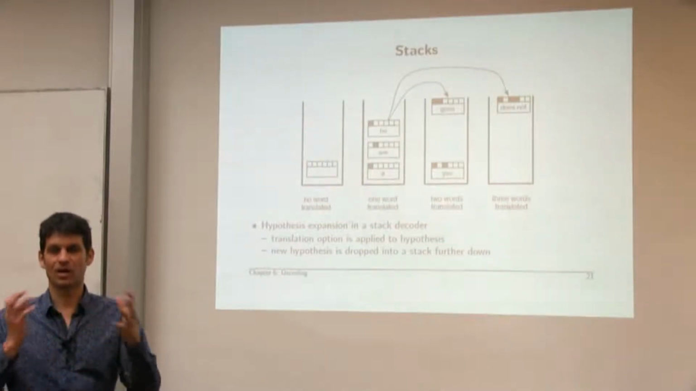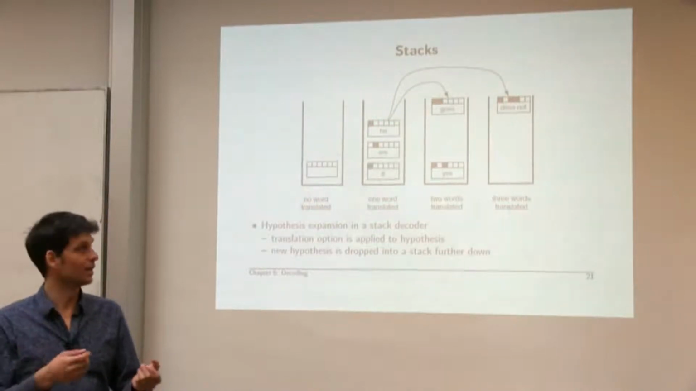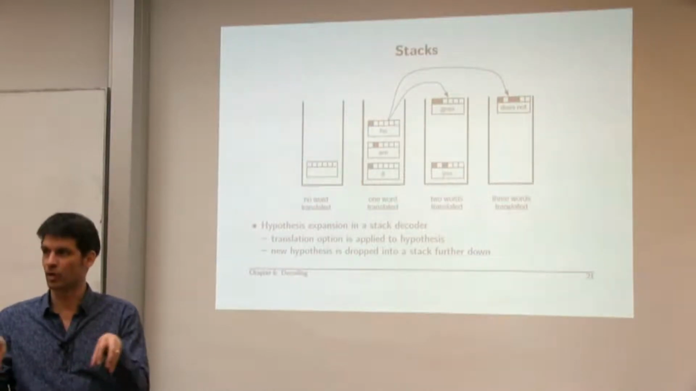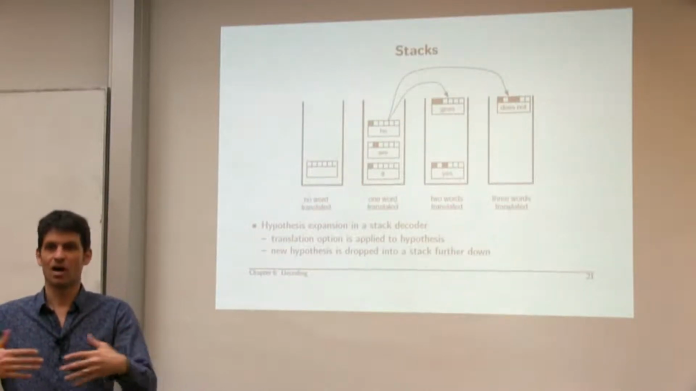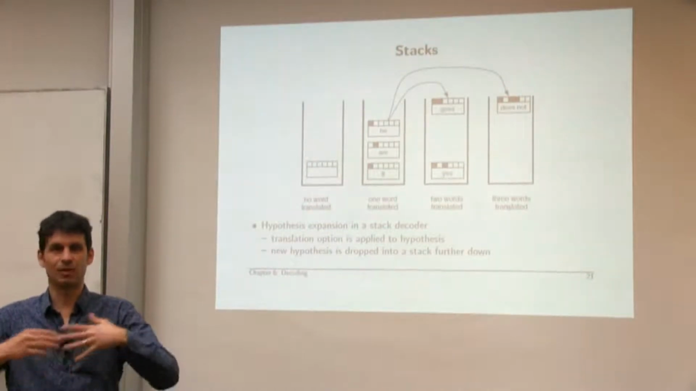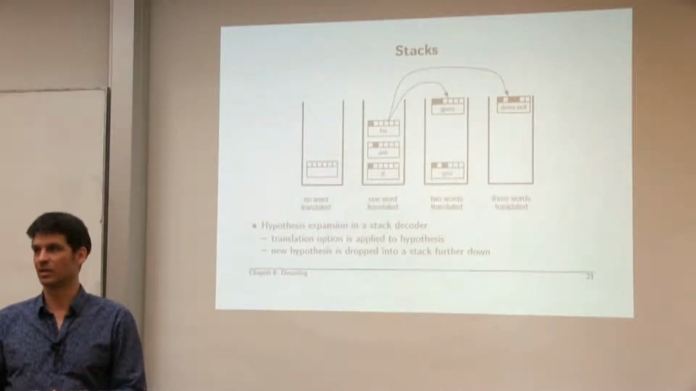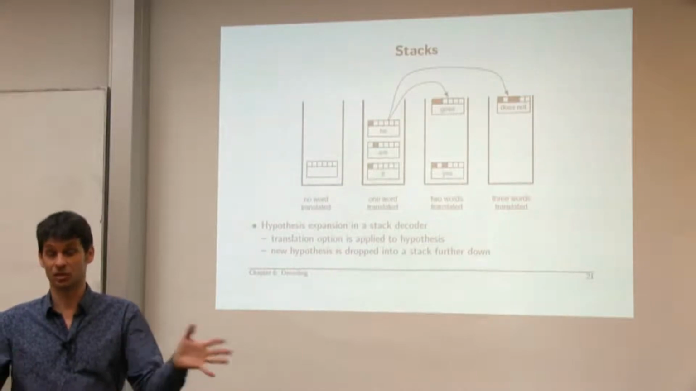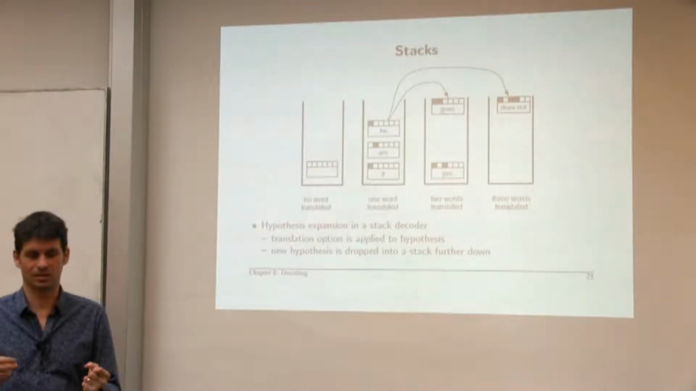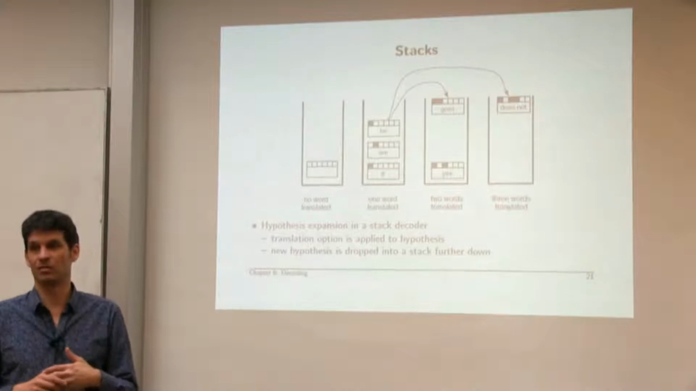So if all the hypotheses were competing in one queue, then essentially the search would be breadth first. It would first explore all the short hypotheses, and only when it has run out of other short hypotheses, it would move to the two-word ones and three-word ones. And this breadth first is something which would kill us. We would spend endless time in the search because we know that the search space is exponentially large. So the way that this is reduced in phrase-based MT is called stack-based beam search.